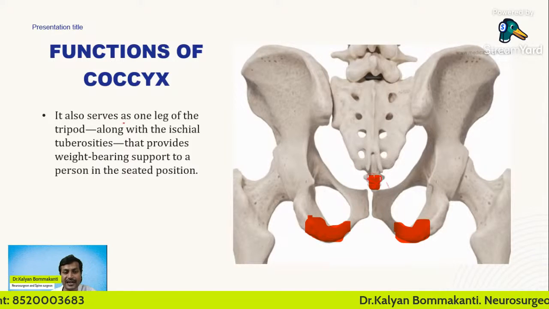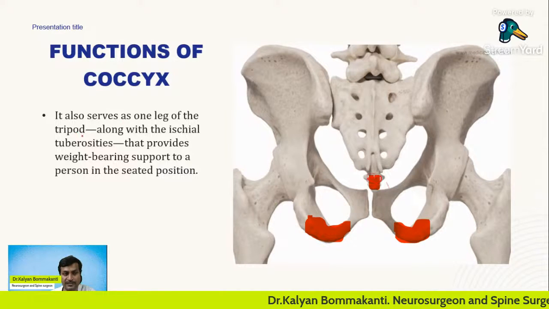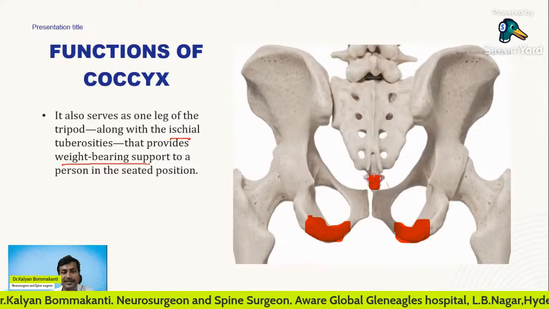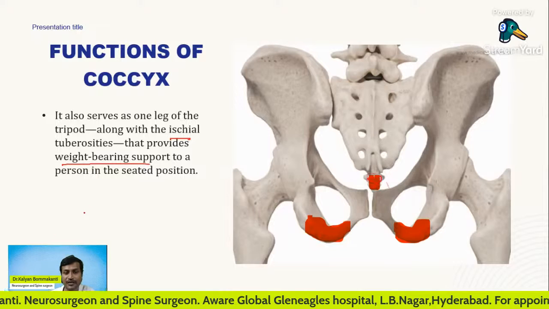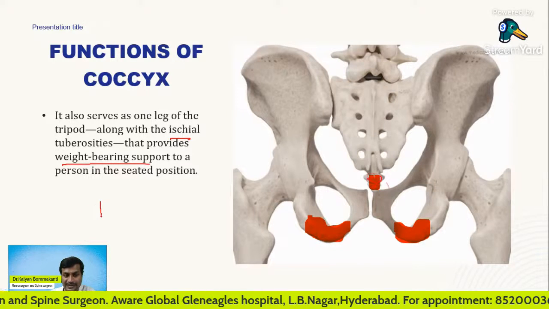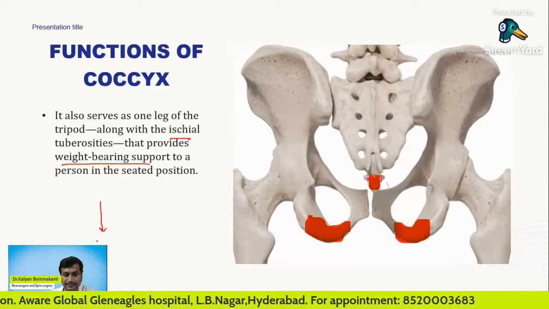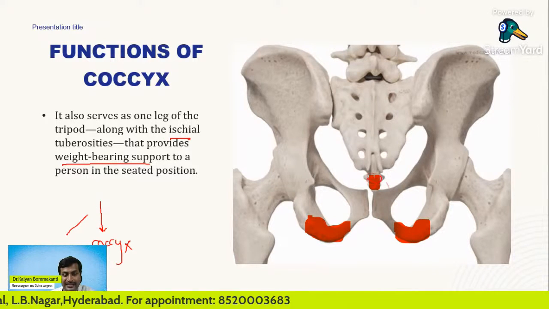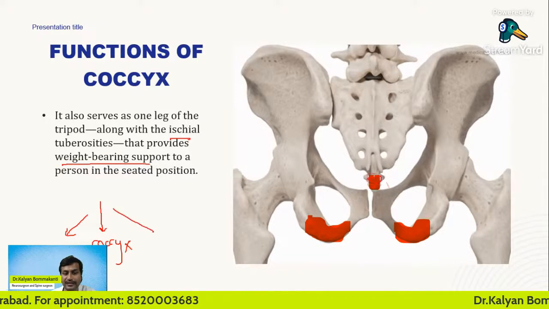The coccyx serves as one leg of the tripod, along with the ischial tuberosities, that provides weight-bearing support to a person in the seated position. So what are the three components of the tripod? In the center, we have the coccyx. And on either side, we have the ischial tuberosities.